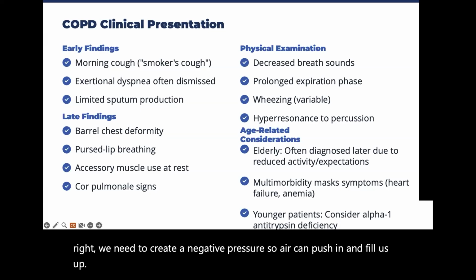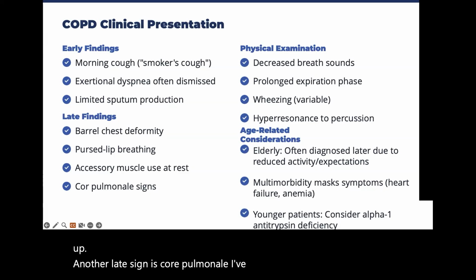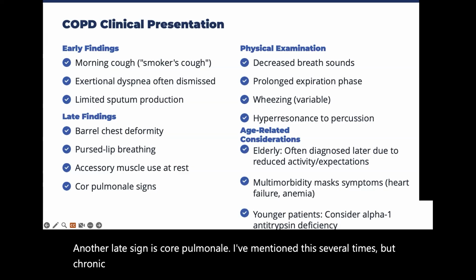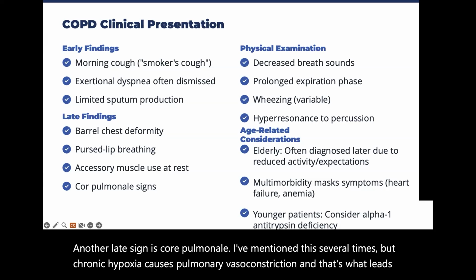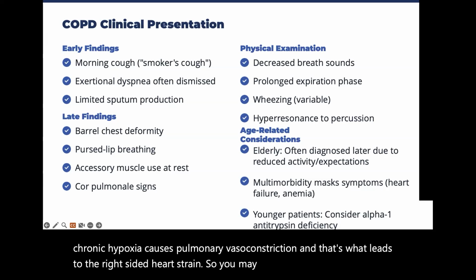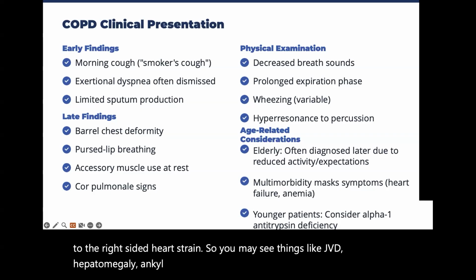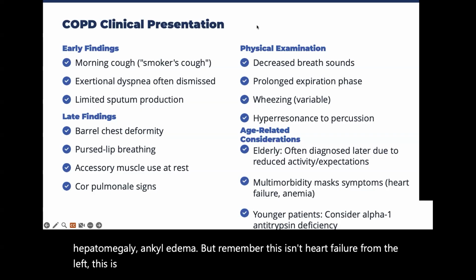Another late sign is cor pulmonale. I've mentioned this several times, but chronic hypoxia causes pulmonary vasoconstriction, and that's what leads to the right-sided heart strain. So you may see things like JVD, hepatomegaly, ankle edema, but remember, this isn't heart failure from the left. This is pressure overload from the lungs.